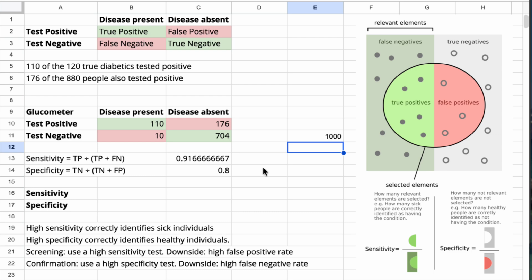And that's a bit of an introduction to sensitivity and specificity, which are two terms we use when talking about medical tests in the context both of screening and diagnosis. I hope this has been helpful for you, and I thank you for watching.